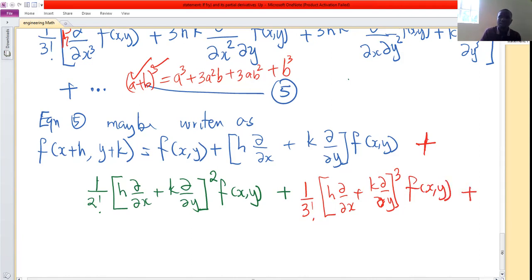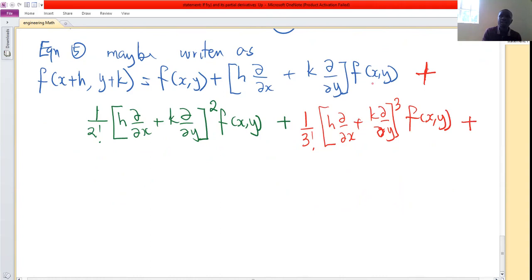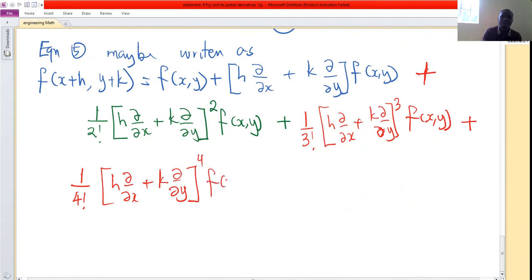So the next sum we can actually predict. It will be given by 1 over 4 factorial into h partial x plus k partial y to power 4, then f of x, comma y, and then other terms will follow in that pattern. So call this one equation 6.